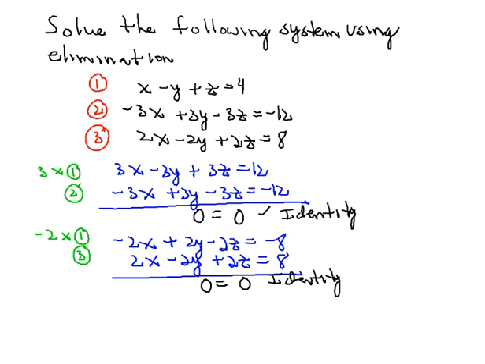So that will tell us then that equations 1 and 3 represent the same graph. So in essence then what we've shown here is that all three equations represent the same plane. So there would be infinitely many points in common. And so we can label this system then as being dependent and consistent.